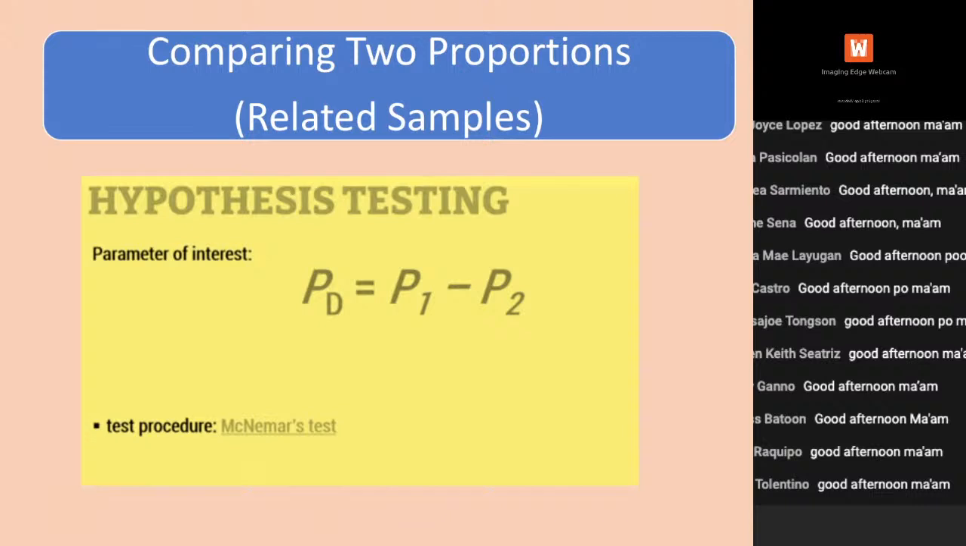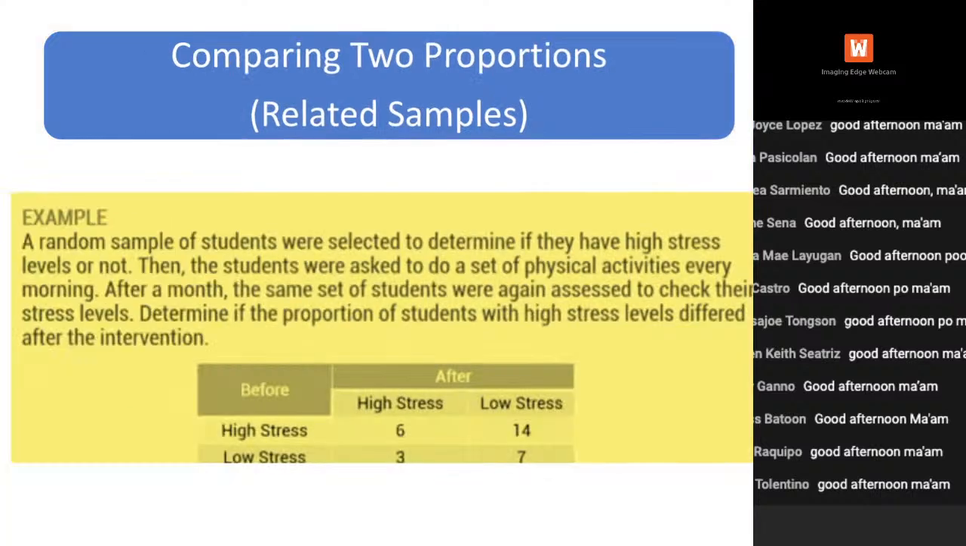For related samples, we have McNemar's test. Now let's illustrate. Why is this a related sample? Let's see. A random sample of students were selected to determine if they have high stress levels or not. The students were asked to do a set of physical activities every morning. After a month, from the same set of students, two sets of data were gathered, before and after. Stress level before and after. That is why these are related samples.